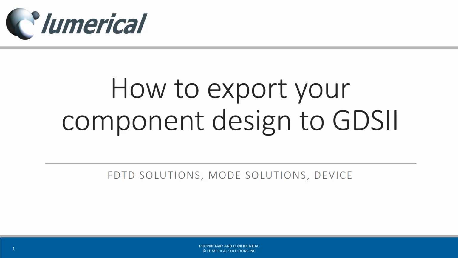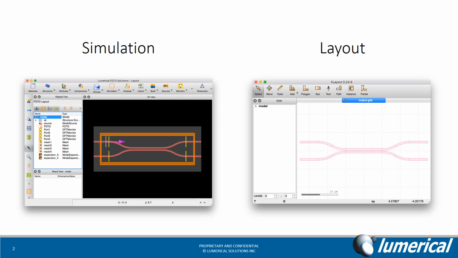Hi everyone, this is a quick tutorial on how to export your component design into a GDSII file automatically. For photonic integrated circuit designers, GDSII is a de facto industry standard for the final IC layout and fabrication. In some cases where you already have the GDS file, you can import the structure from the GDS into our component level simulation tools, such as FDTD solutions, mode solutions, and device for simulation and verification.